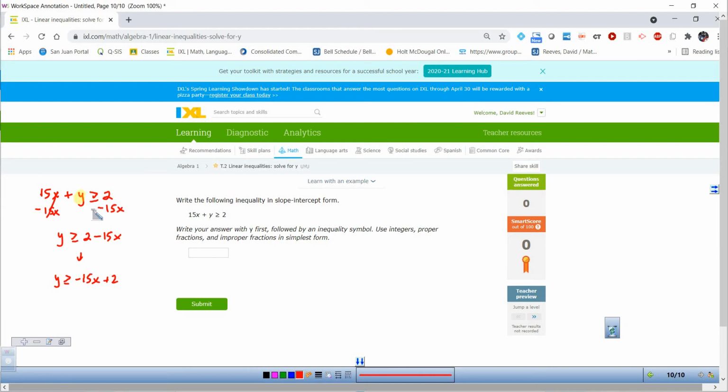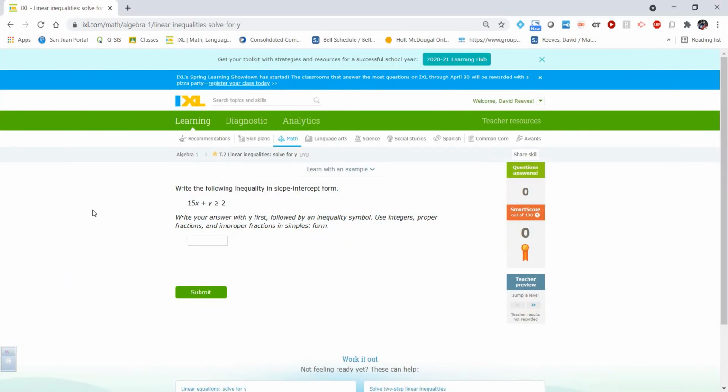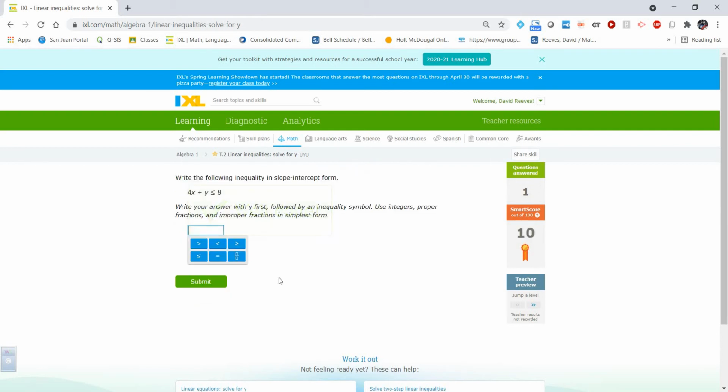And notice we did not multiply or divide by a negative, so we did not need to reverse the inequality sign. Y is greater than or equal to negative 15x plus 2. How did we do? Well done.